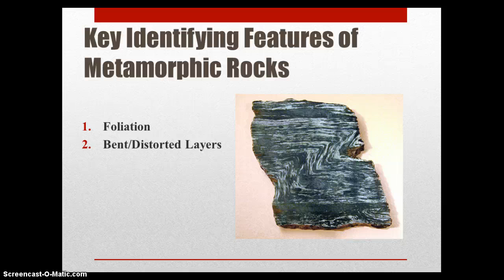Key identifying features of metamorphic rocks. Here's how you can really identify a metamorphic rock. The foliations: bent and distorted layers. See these layers here, how they're distorted? Yes, you have foliation, but it's also distorted.